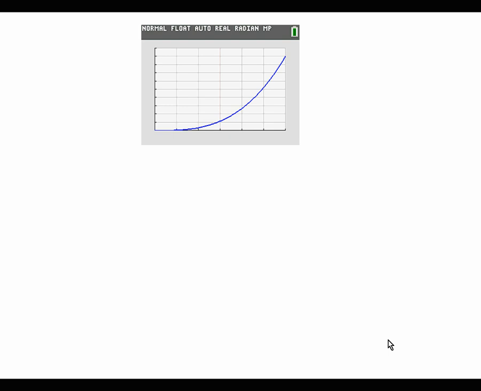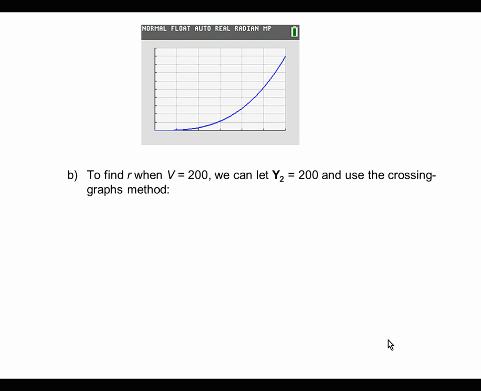Now remember, we did have a test for an exponential model. We didn't have a test for a power model, and there really is no test in general. In certain situations there is a test, but in general there isn't, because exponential and power look an awful lot alike. See, in question B, I want to find r when V is 200.